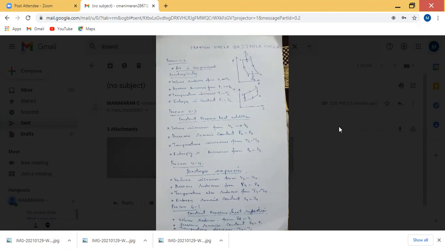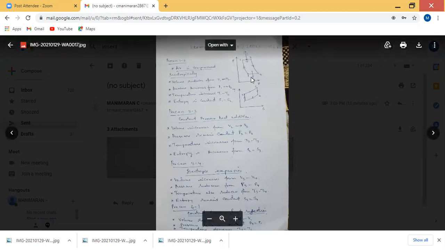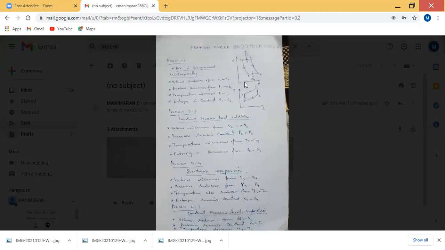Today we are going to see about the Brayton cycle, otherwise called the Joule cycle. The Brayton cycle is a power cycle in which air is used as the working fluid. Now we can see that it consists of four processes.